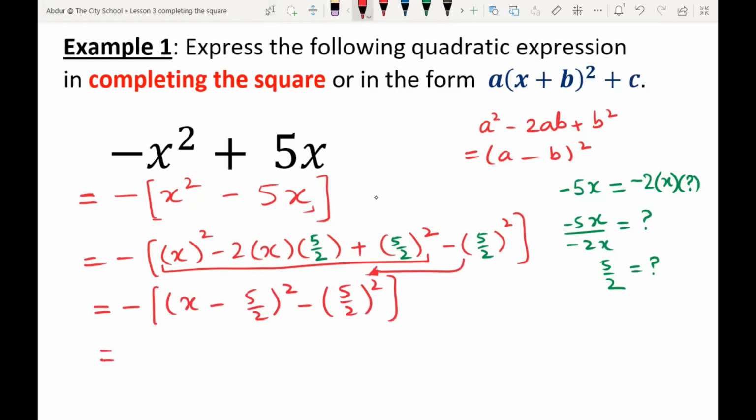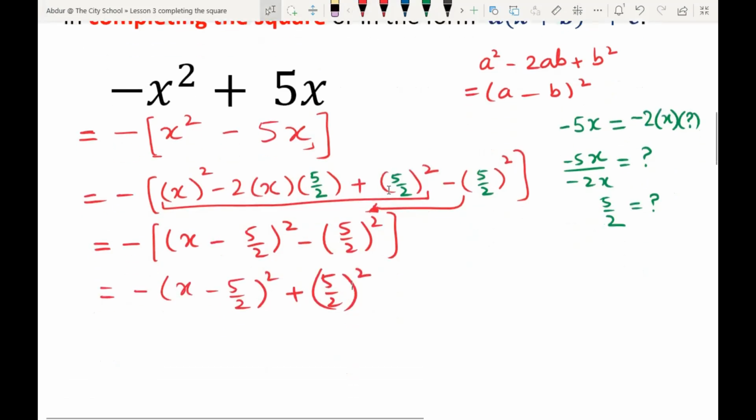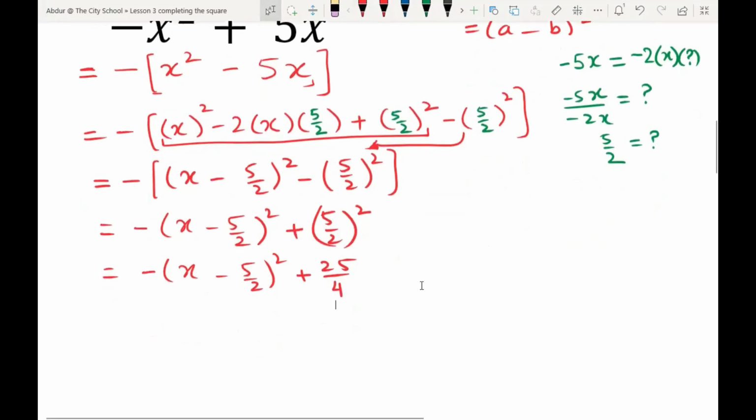By expanding the bracket. So minus x minus 5 over 2 whole square minus minus plus 5 over 2 whole square. So the final answer will be minus x minus 5 over 2 whole square plus 25 over 4. So in this example, the value of a here, sorry, minus 1.